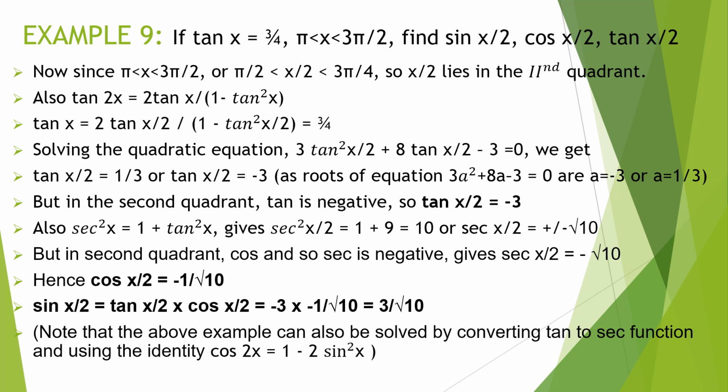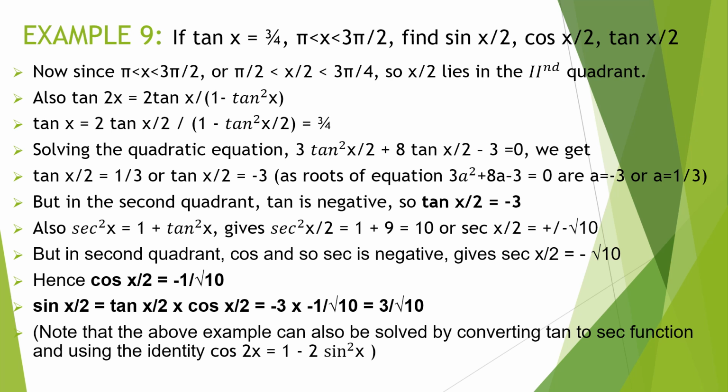You have an equation of the kind 3 tan square x by 2 plus 8 tan x by 2 minus 3 equal to 0. This is a quadratic equation of the type 3a square plus 8a minus 3 equal to 0. You know how to solve this? Simplified, it will be 3a square plus 9a minus a minus 3 equal to 0. So the factors will be... sorry, the roots will be minus 3 and 1 by 3.